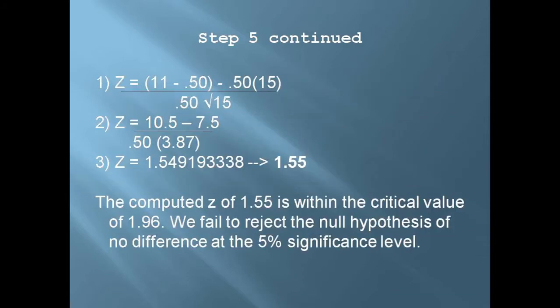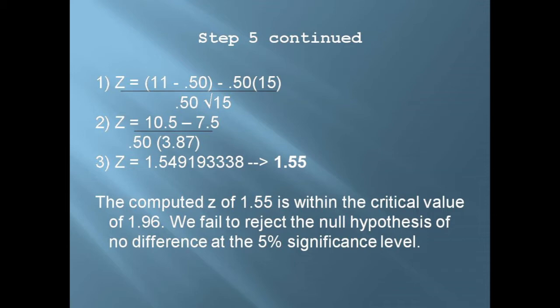And so this is conducting the formula. We're going to take 11 minus 0.50, minus 0.50 times 15, and take all of that and divide it by 0.50 times the square root of 15. The next step is to just break that down. So we'll get 10.5 minus 7.5 divided by 0.50 times 3.87. We can then work all that out and get a Z of 1.549193338. We can round that up to just 1.55.